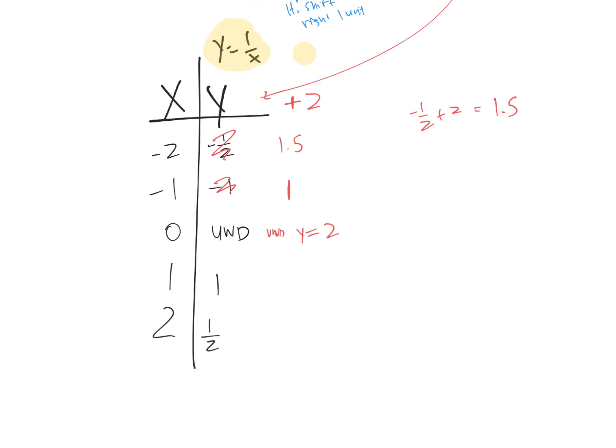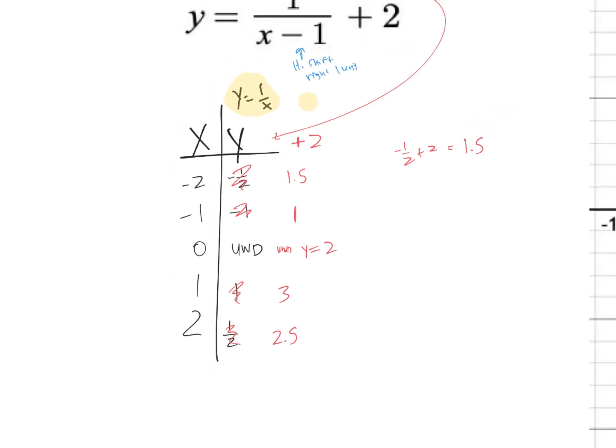And then 1 plus 2 is 3, and then 1/2 plus 2 is 2.5, okay? So I'm taking out my old y coordinates, and now these are my brand new shifted up y coordinates. I got to do the same thing with my x coordinates here. I got to shift them all right 1 unit, which means I add 1. Don't get tripped up on that.